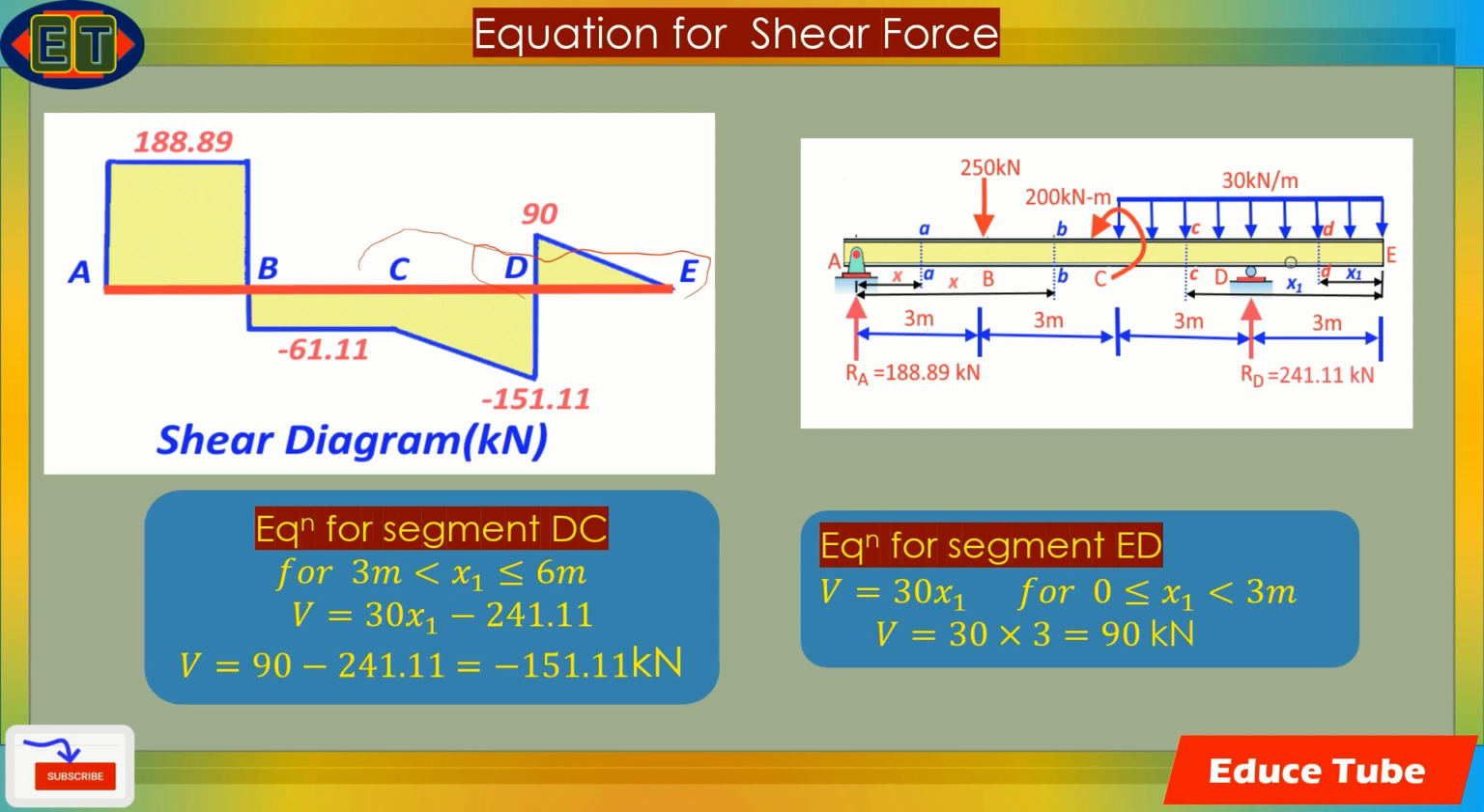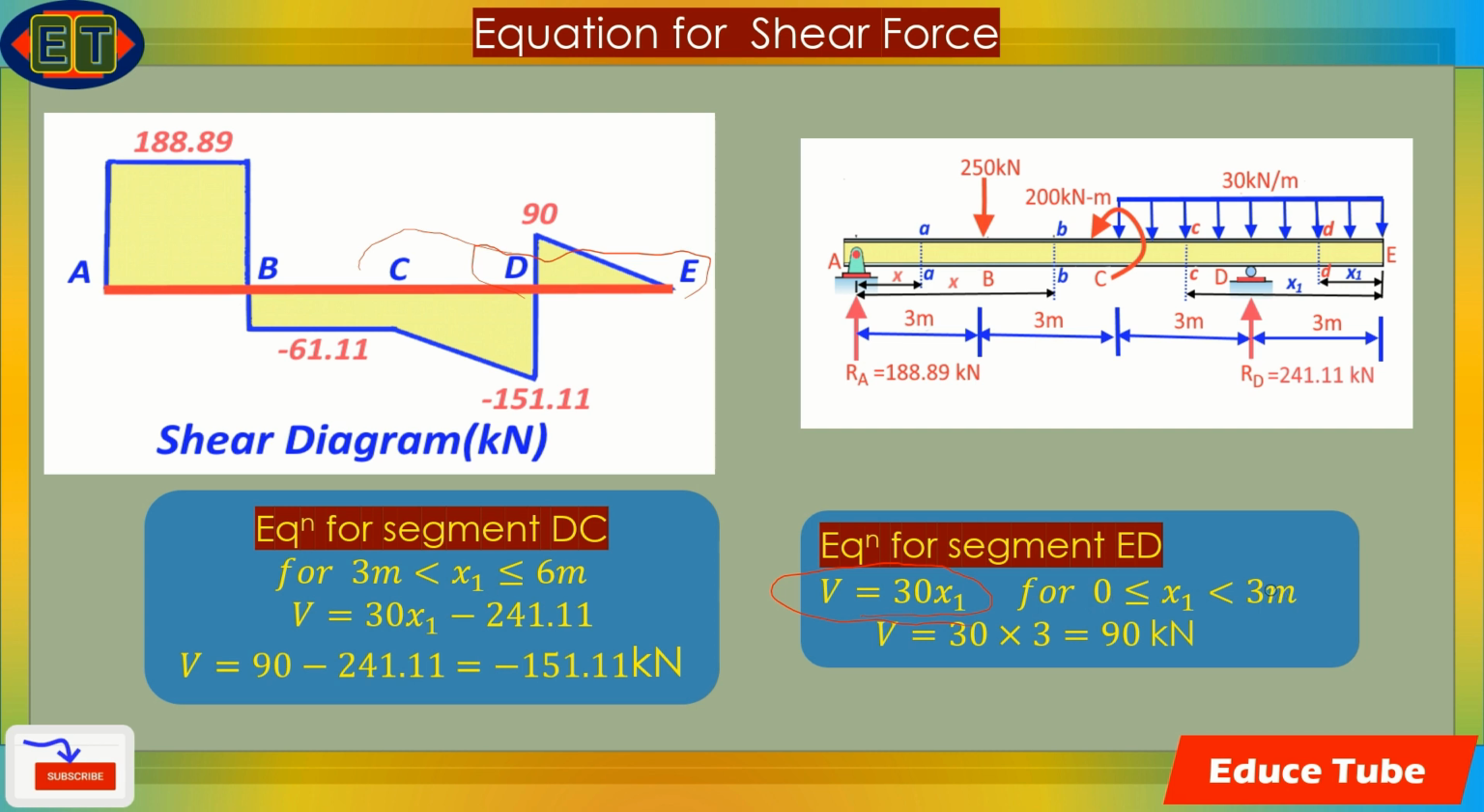Equations for segment ED. Equations for shear will be V equal to 30x1. Condition is this x1. I put here x1 because this side is x1. It is less than 3 meter but greater than or equal to 0.